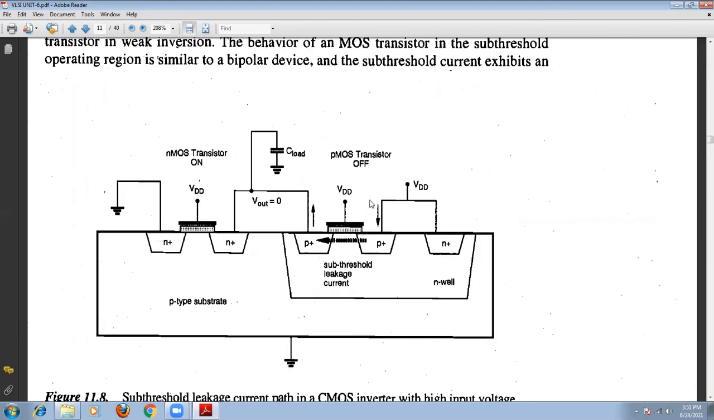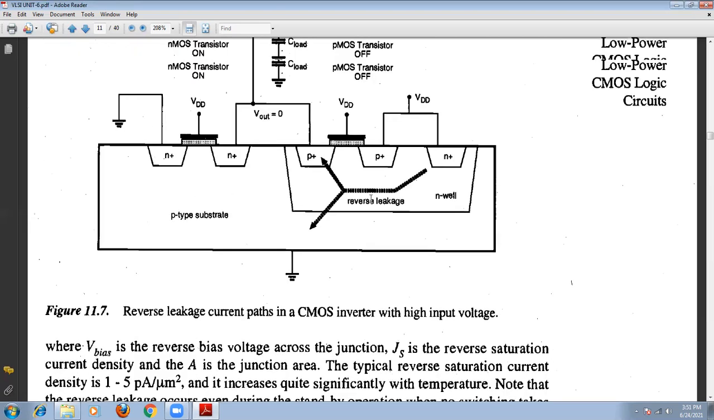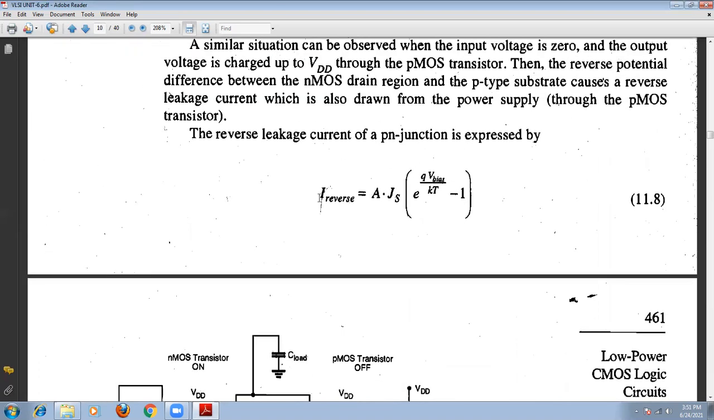Okay, so I will show the diode equation here. So this one, I reverse is equal to IS. This is IS, which is nothing but current density. Current density is current per area. So therefore, the current density times the area is nothing but the reverse saturation current in this case.